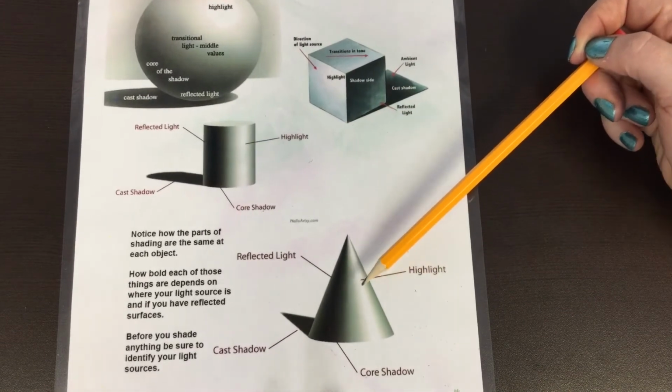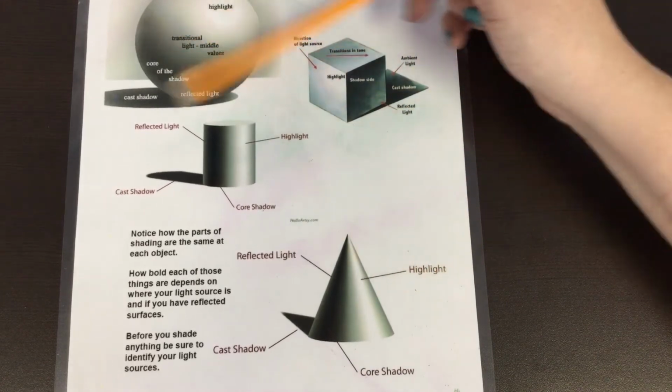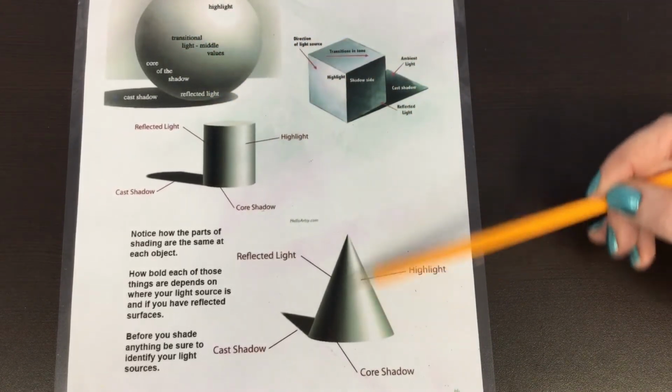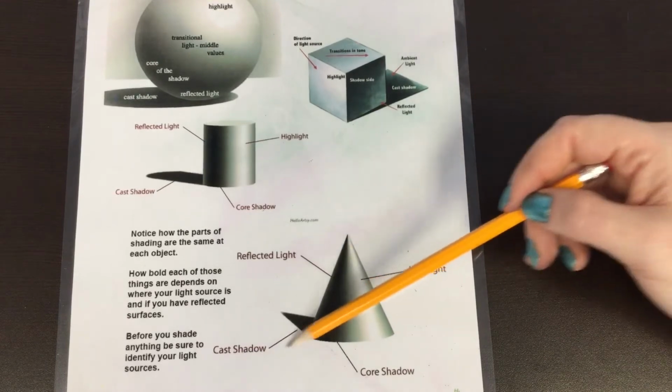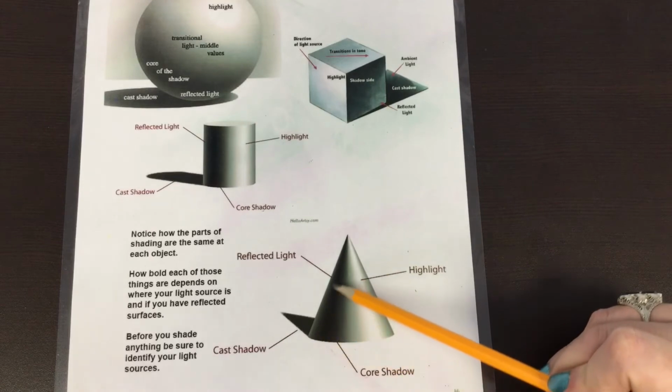And look at how they are exactly the same. They have the highlight, just like over here. They have the core shadow, the dark part. It's not marked, but you have the transitional area here. And you have your cast shadow. And you can even see a little bit of reflected light. See that showing up there?